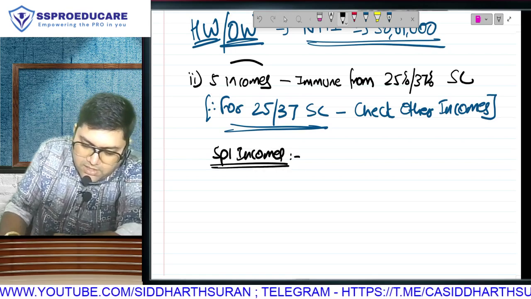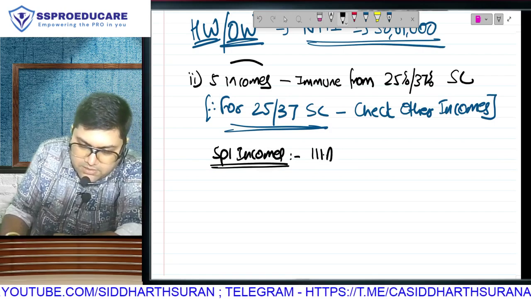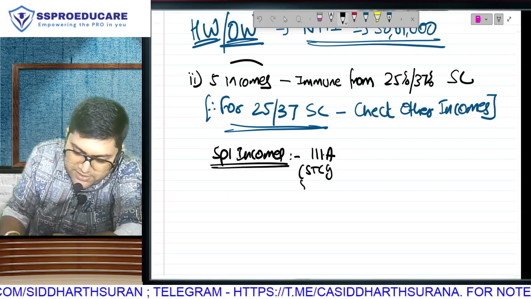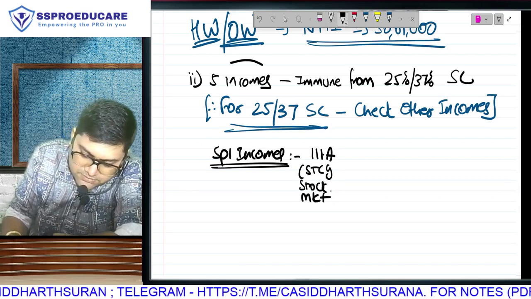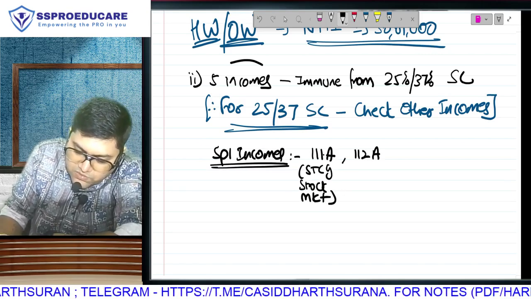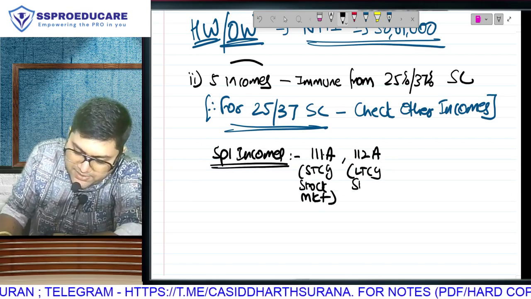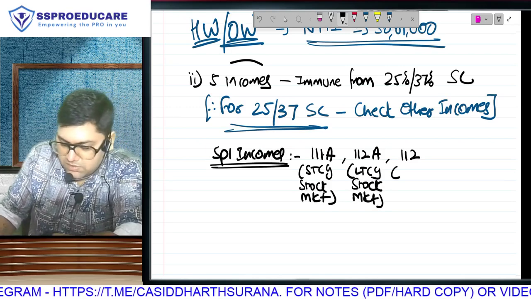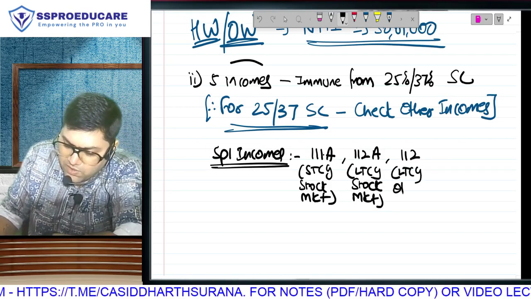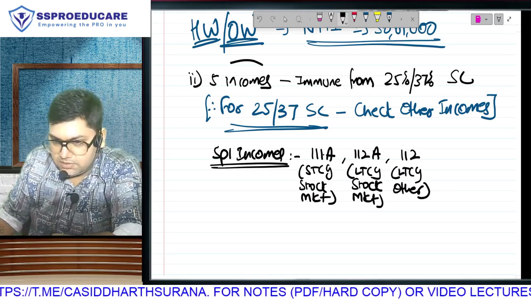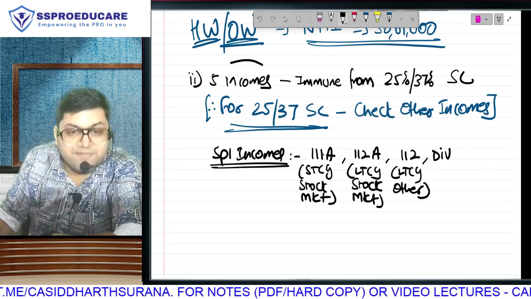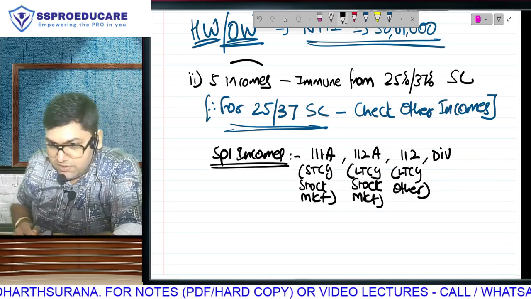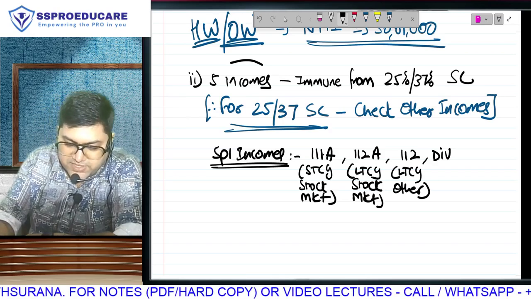First, income under section 111A. What is 111A? Short-term capital gain that you earn on stock market. Income under section 112A is what? Long-term capital gain that you earn on stock market. Income under section 112, that is long-term capital gain, all other than stock market. Income in the form of dividend, where there is no special rate of tax. Rate of tax is normal. But for this concept, it is considered as special income.